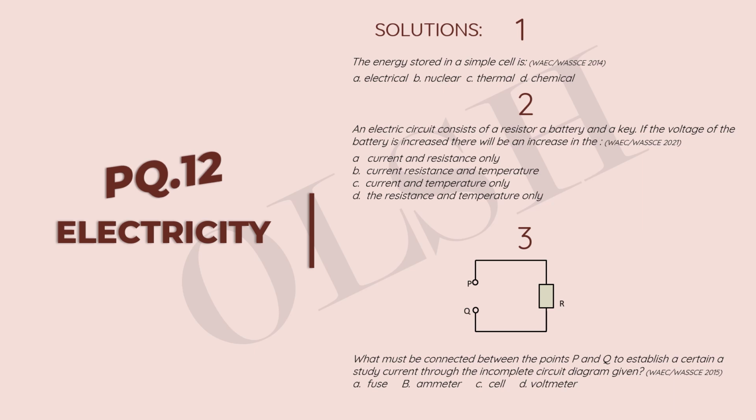So first of all, we have fuse. Fuse obviously is not a voltage source and it cannot generate current for your circuit. B. Ammeter is not a voltage source. The fuse is used to protect your circuit from excess current flow. The ammeter is used to read off the rate of current flow. Okay, we have a cell. Yeah, a cell is a voltage source. A voltmeter is used to read off voltage between two nodes. So our answer is C, cell.